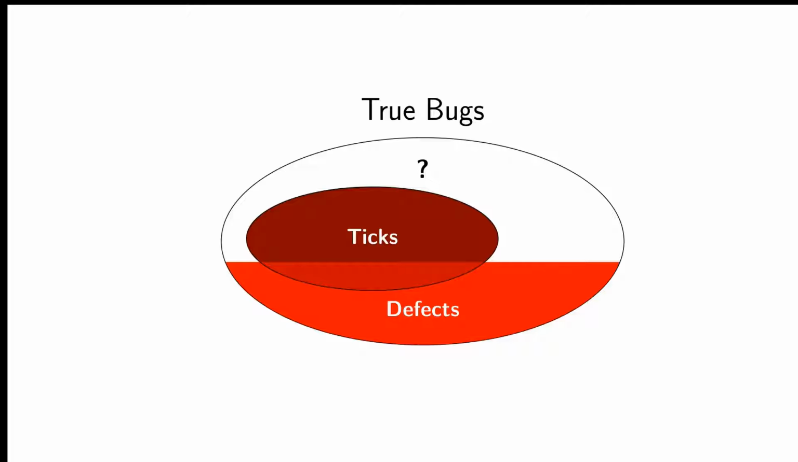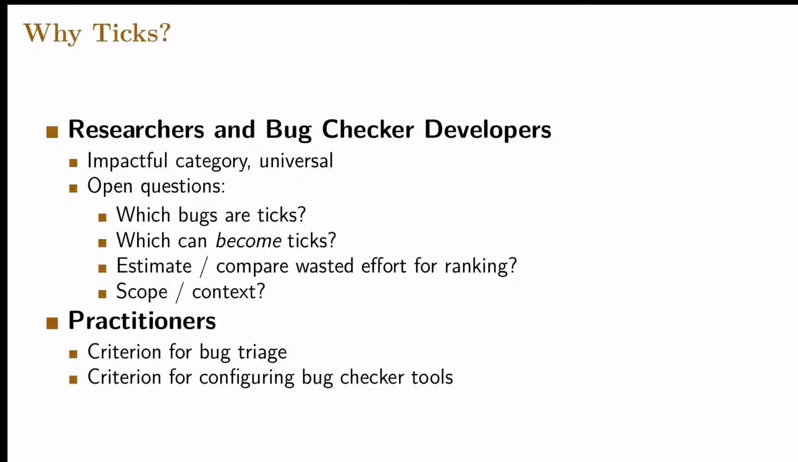While ticks may also be defects, the criteria of the two categories are quite distinct. Defects capture a violation of an explicit specification, while ticks capture wasted resources independently of any program specification. In other words, we characterize ticks purely by their wasteful interaction with the rest of the world. We propose ticks as a concept to help practitioners during bug triage, but mainly as a tool for researchers, especially for static analysis and bug checker researchers.